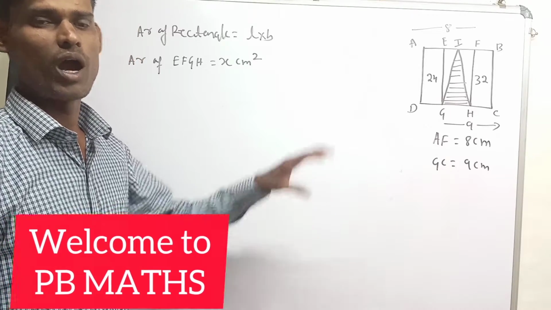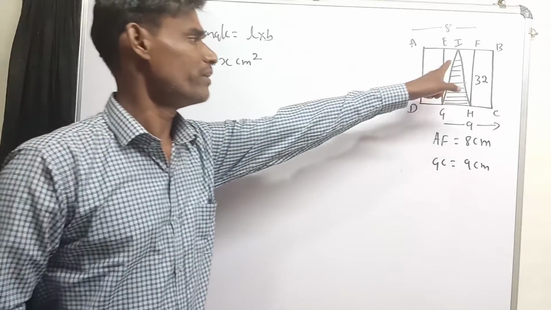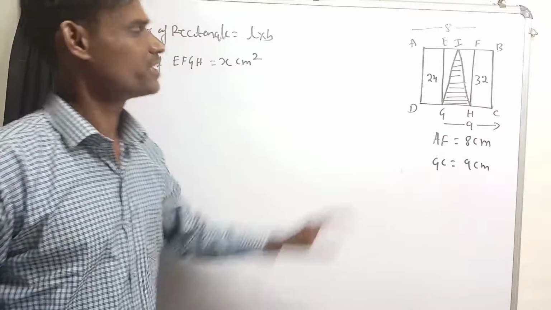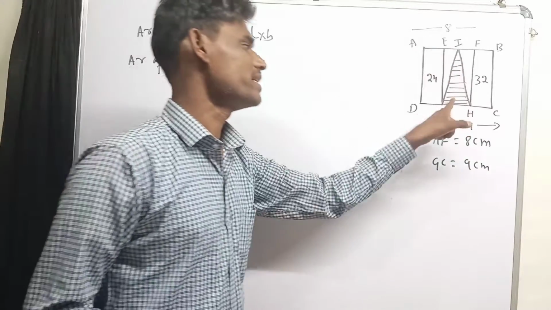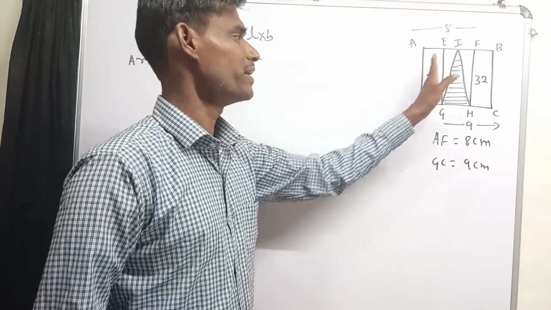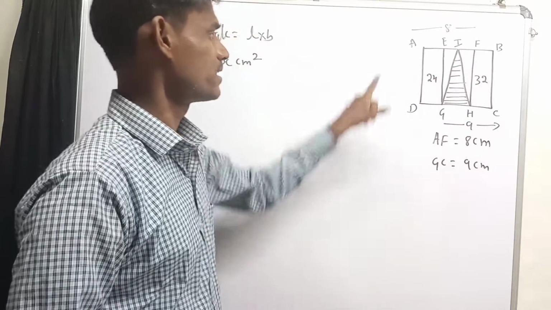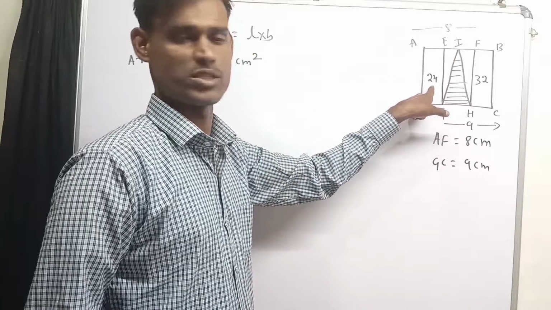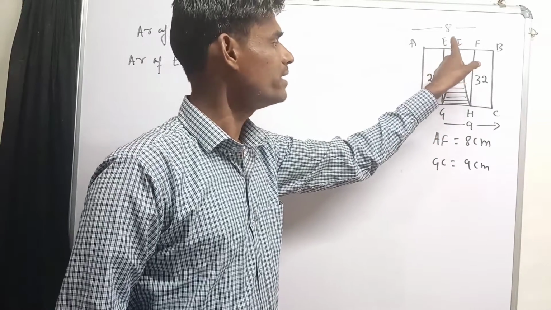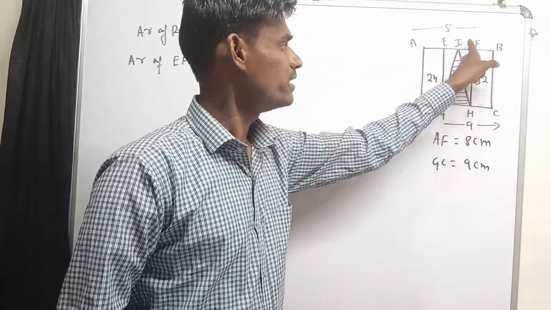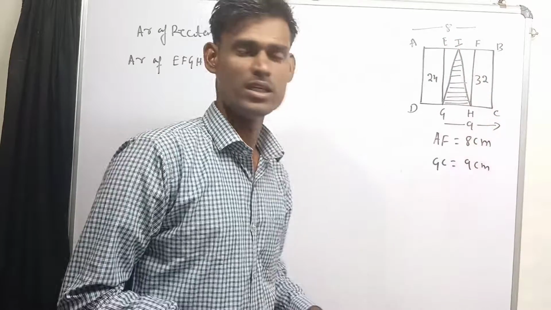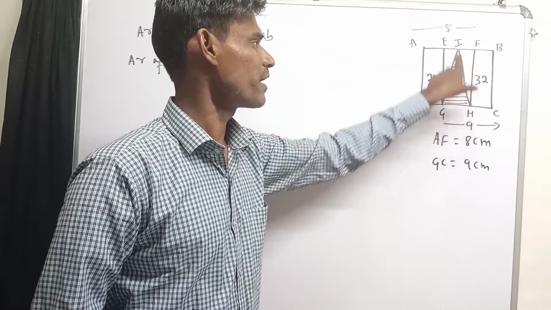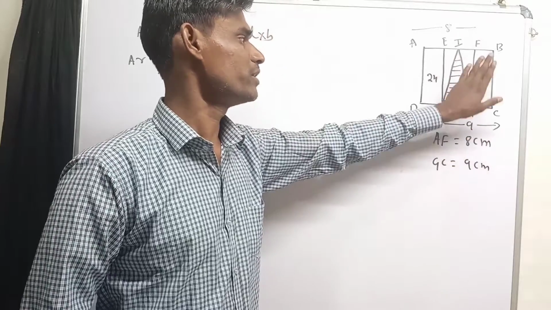Today in this video, I'm going to solve a problem in which we need to find out the area of this shaded region IGH. Here is the problem. ABCD is a rectangle which is divided into three rectangles in which area of rectangle AEDG is equal to 24 cm square and area of rectangle FBHC is equal to 32 cm square. We need to find out the area of triangle IGH.